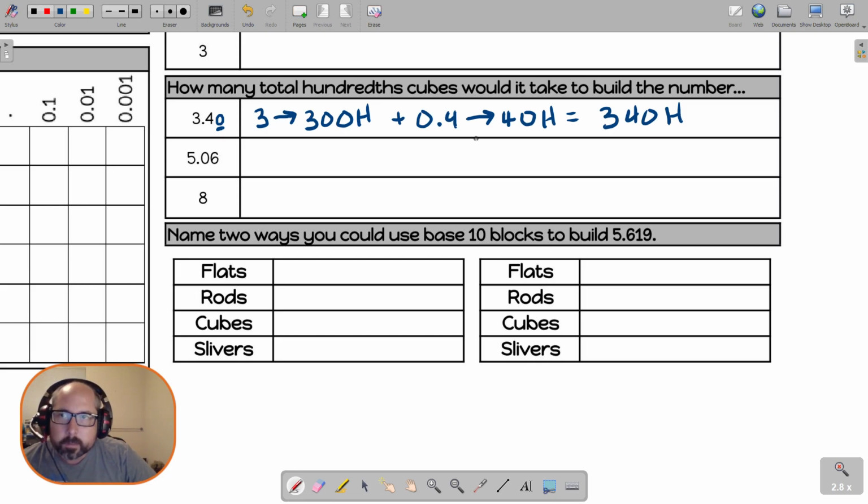That concludes our decimals ordering and comparing lesson.